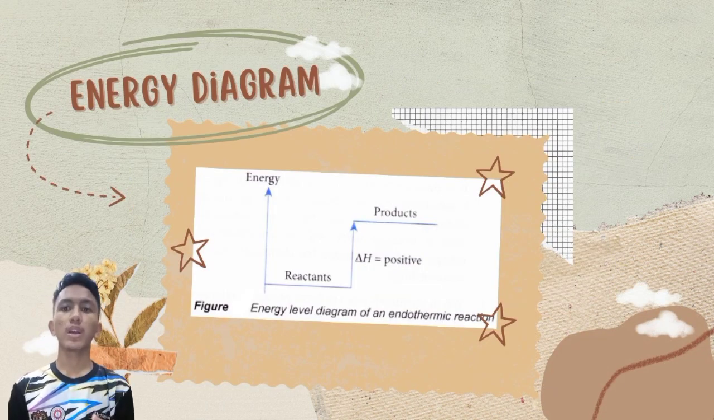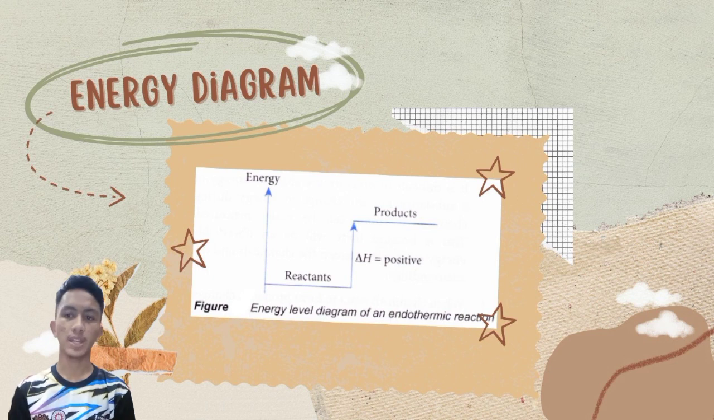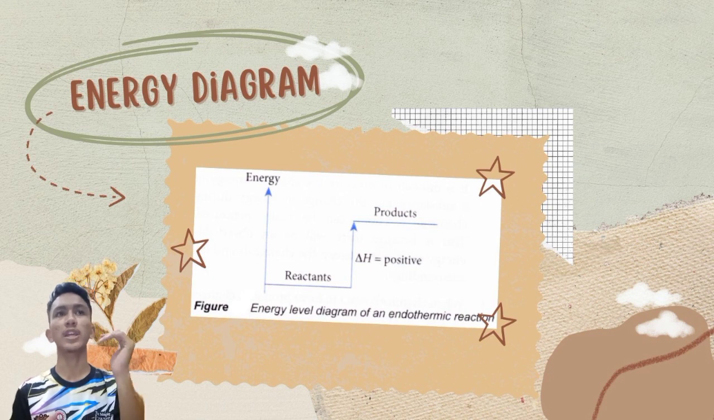So this is the energy diagram. I'm giving you an example. The energy diagram is the energy level between the product and the reactant. What I'm showing you is an example for endothermic reaction. You can see that the reactant is much lower than the product, whereas in exothermic reaction, the reactant is much higher than the product.